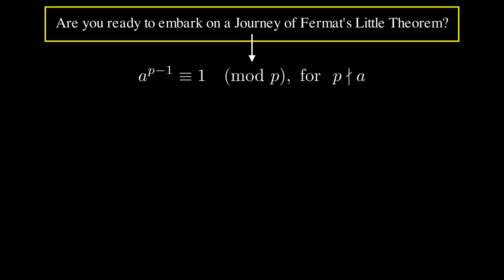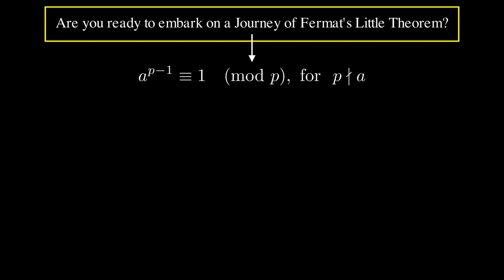Well, if p did divide a, then a would be a multiple of p, and therefore when you raise a to the p minus 1, that value, a to the p minus 1, is still a multiple of p, and any integer multiple of p is congruent to 0 mod p. So therefore it's congruent to 0 if p divides a, and otherwise is congruent to 1.